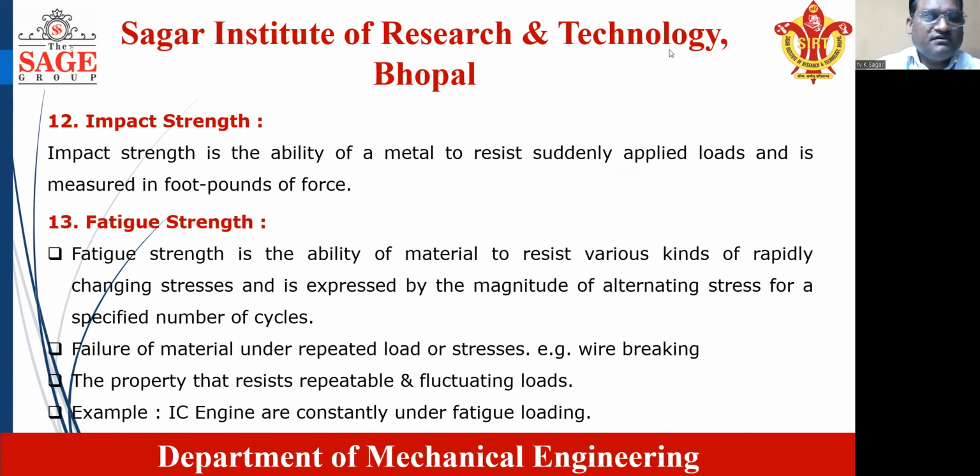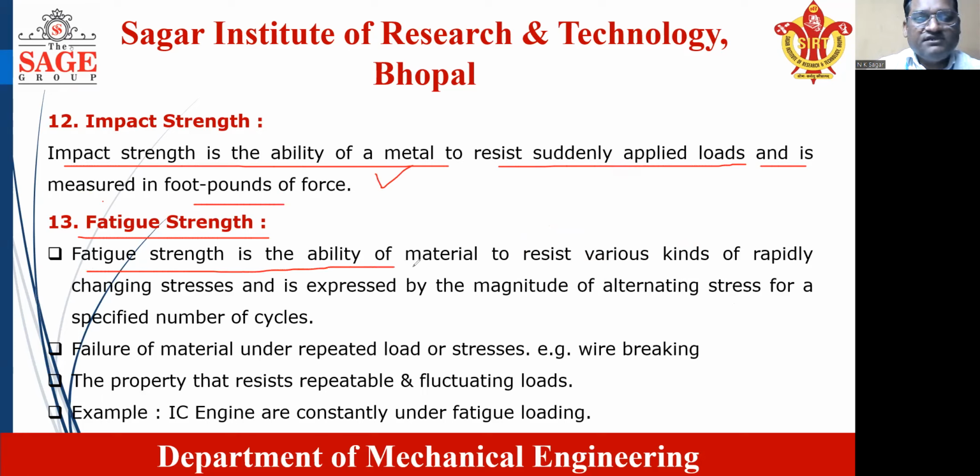The next property is impact strength. Impact strength is the ability of a material to resist suddenly applied loads, and it is measured in pounds of force. Then next, fatigue strength. Fatigue strength is the ability of a material to resist various kinds of rapidly changing stresses, and is expressed by the magnitude of alternating stresses for a specified number of cycles.